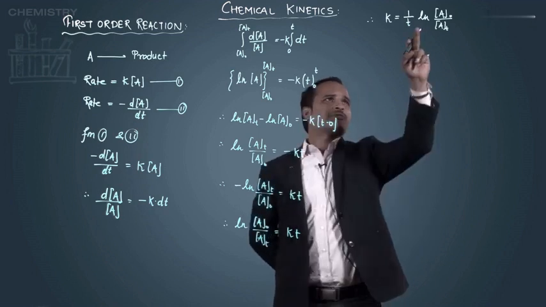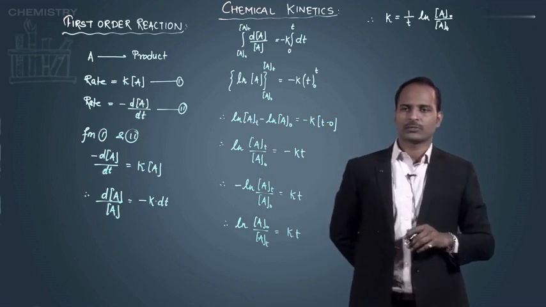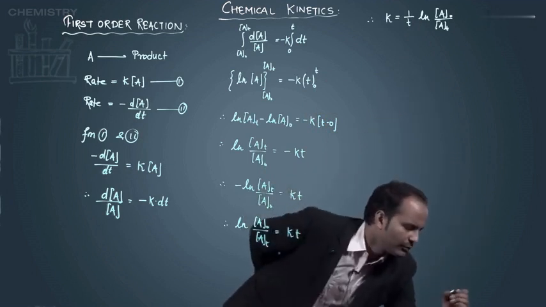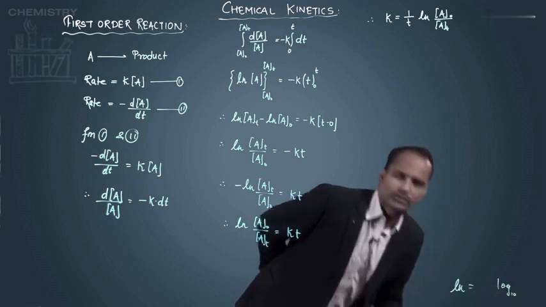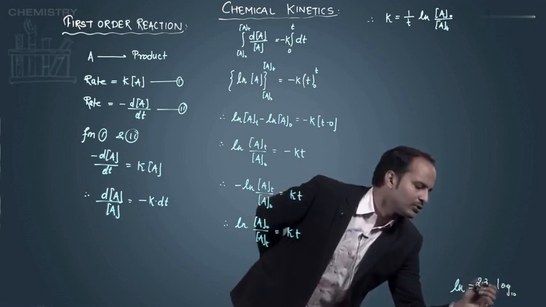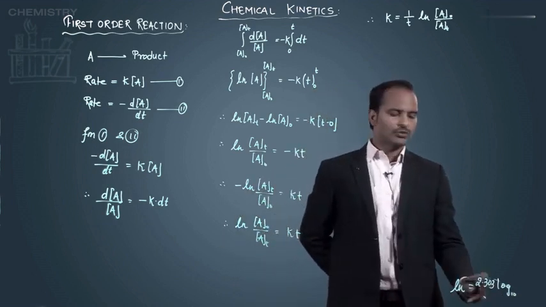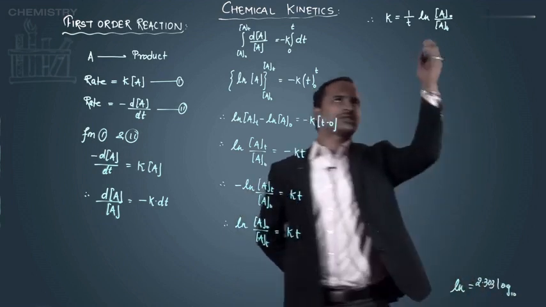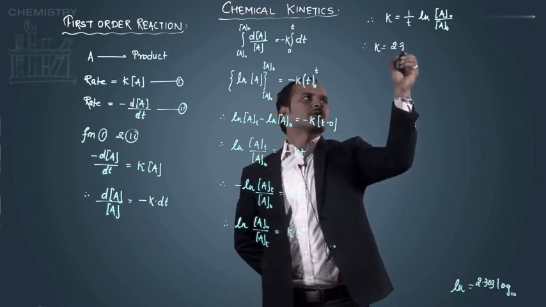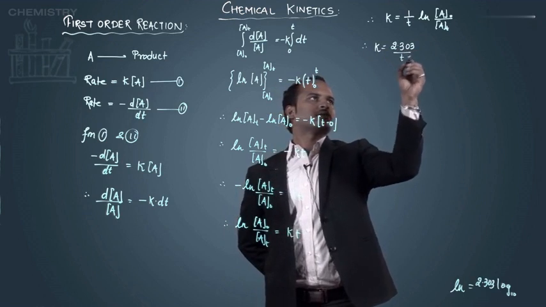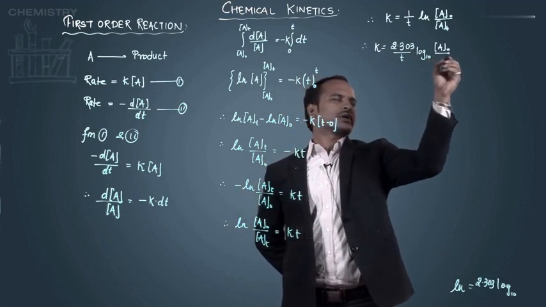Okay, so we have here the formula in terms of exponential log. If I want to convert into log to the base 10, then we have a relation. If you want to convert ln into log to the base 10, then multiply it by 2.303. So instead of ln, I can write 2.303 into log to the base 10. I just wanted to remove ln from here. So we will have K is equal to 2.303 upon t log to the base 10 A naught upon At.